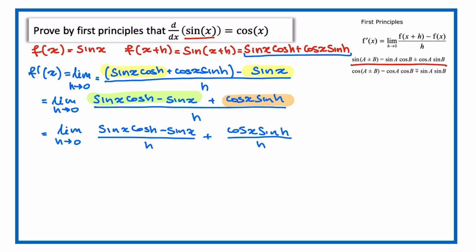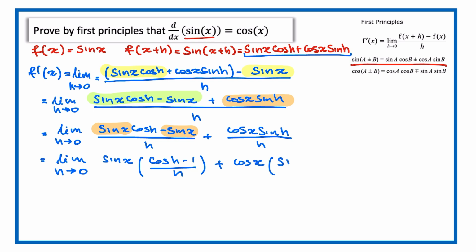So from there, what we can do now is simplify and take some of the like terms out, just so that we can see exactly what we need to do. So as the limit of h goes towards 0, if I take a factor of sine x out, I'm left with cos h minus 1 all over h plus, in this case, there's really nothing to factorize, but we can take the cos x out, and that leaves us with sine h over h.